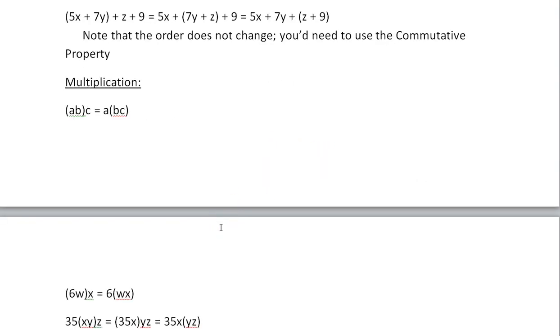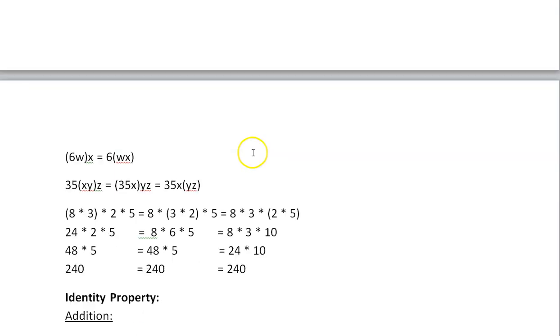Multiplication, same kind of deal. I have a times b. That quantity is multiplying c. And here I have my a multiplying the quantity of b times c. We can have 6w times x, or you can have 6 times the quantity of wx.